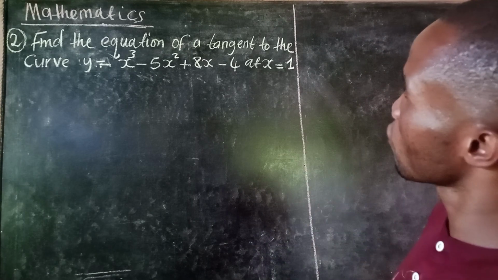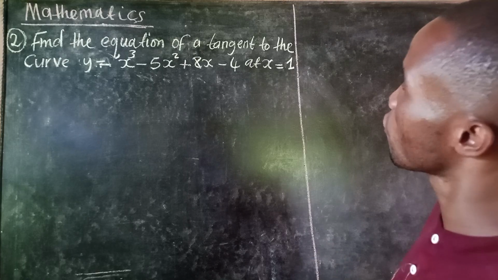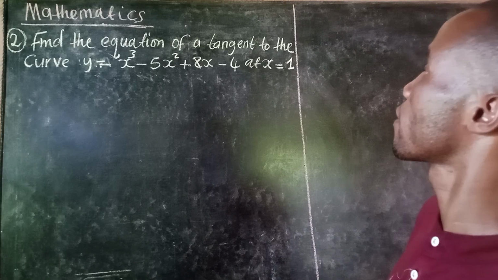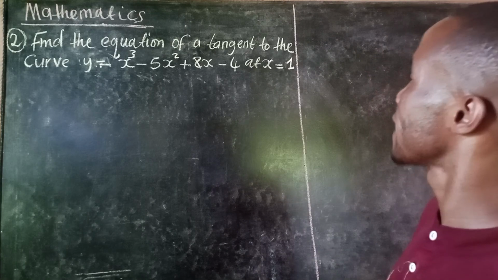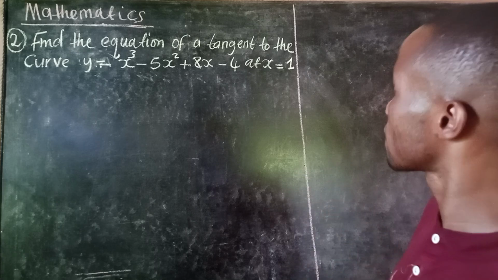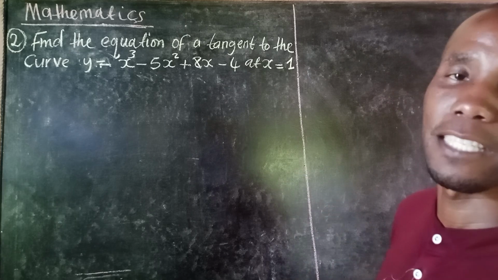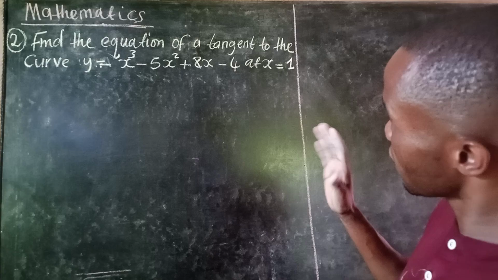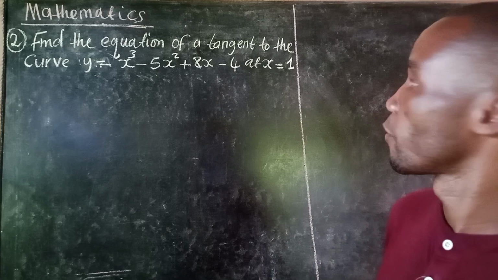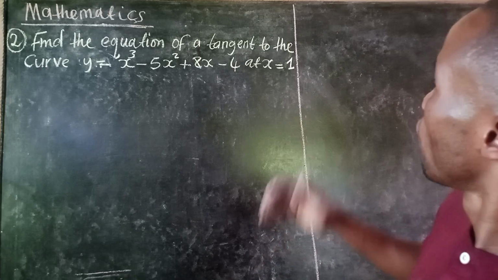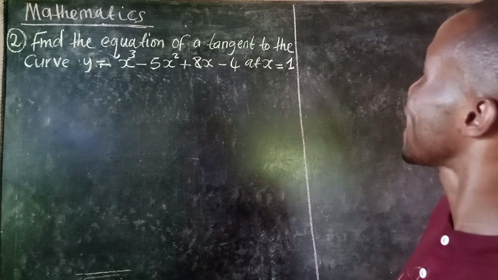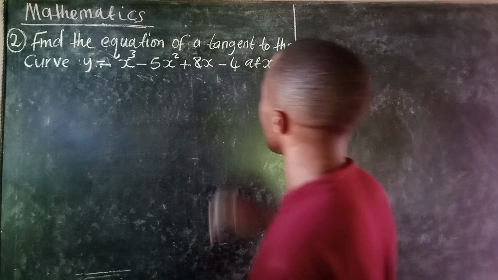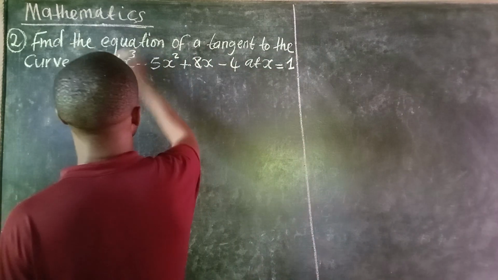So when you look at this one, find the equation of a tangent to the curve y equals x^3 minus 5x^2 plus 8x minus 4 at x equals 1. So this question is coming from calculus. Now we want to find the equation of a tangent when you are given the curve. So this is the curve that we are given.